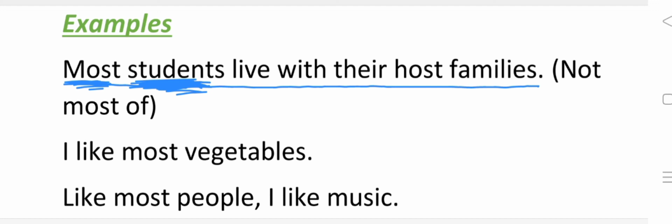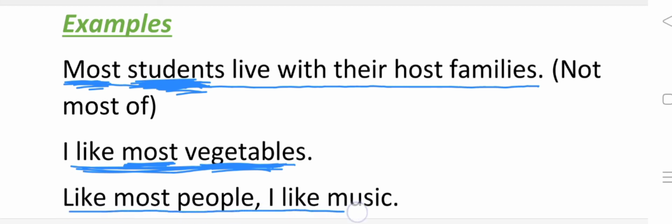The second example is I like most vegetables. In this example, most is followed by a plural noun, and there is no of or the. If there is of, there must be the article or any pronoun, but there is no of, so there is no need of putting the. I like most vegetables. The third example, like most people, I like music. So most is followed by a noun, and there is no article, and we have to use most without using of in case there is no article.